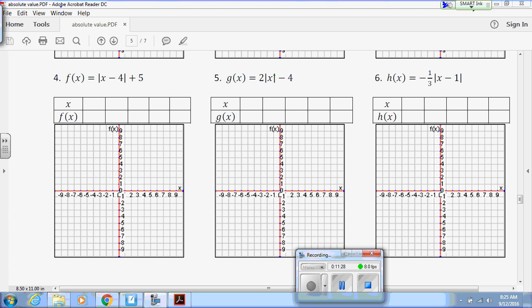Alright, so absolute value x minus 4, and then I'm adding 5. So what's going to happen to this one? It's going to move right. And it's going to move up. So the vertex is going to be here. And we're just going to go from there.